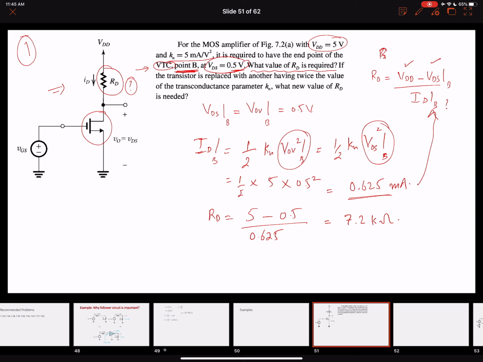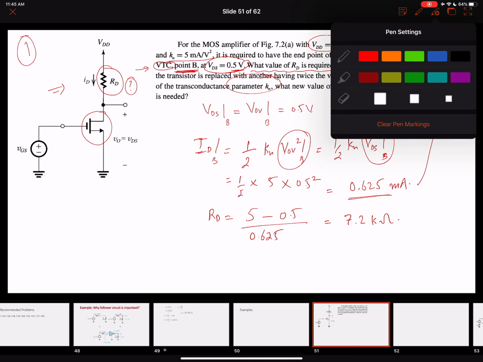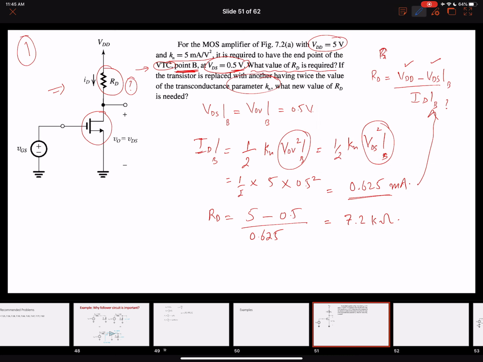The second part of the question is, if the transistor is replaced with another one having twice the value of the transconductance parameter Kn, what new value of RD is needed? So if we have a new value of Kn, which is twice this value, what is going to happen? Since this is a linear relationship with the drain current, if my Kn doubles, this will translate to doubling of the drain current as well.